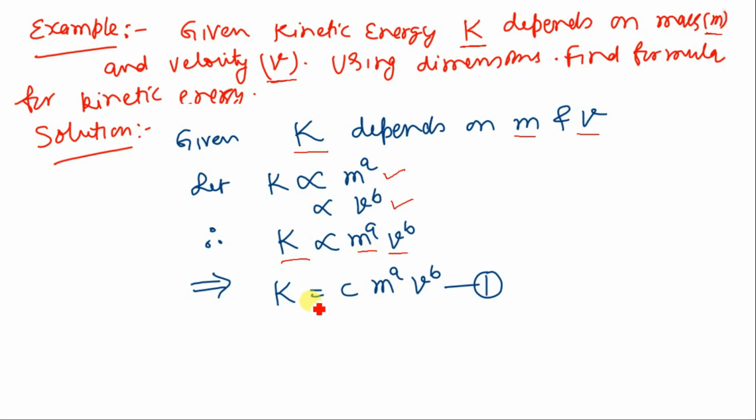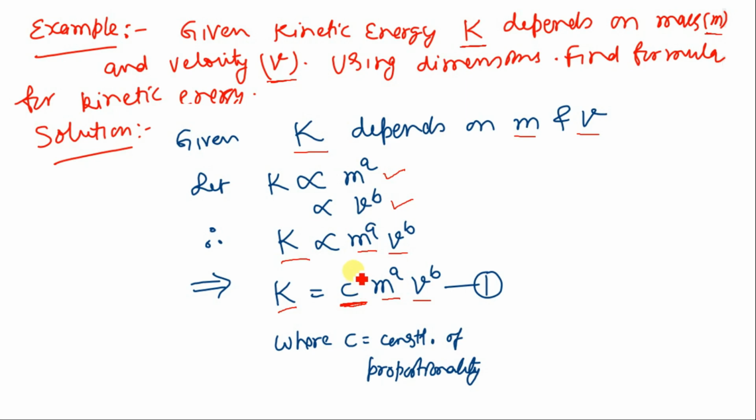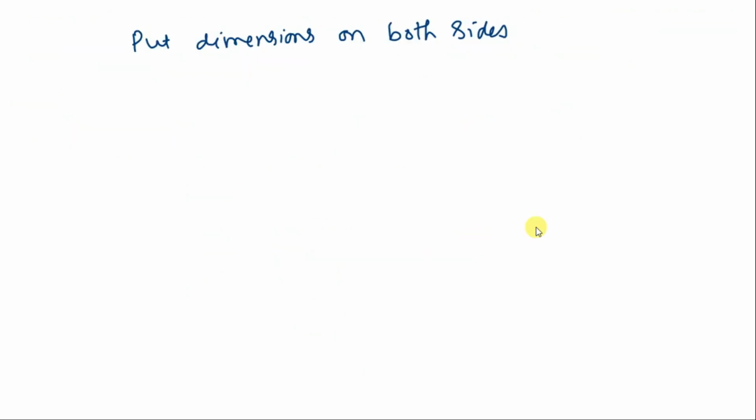Now we will convert this proportionality into equality, and C will be the constant of proportionality. So this C is the constant of proportionality. In the next step, we will put the dimensions of all these three variables. Nothing is said about the constant of proportionality C in the statement, so we will take it to be dimensionless. So let us put dimensions on both sides of this equation.